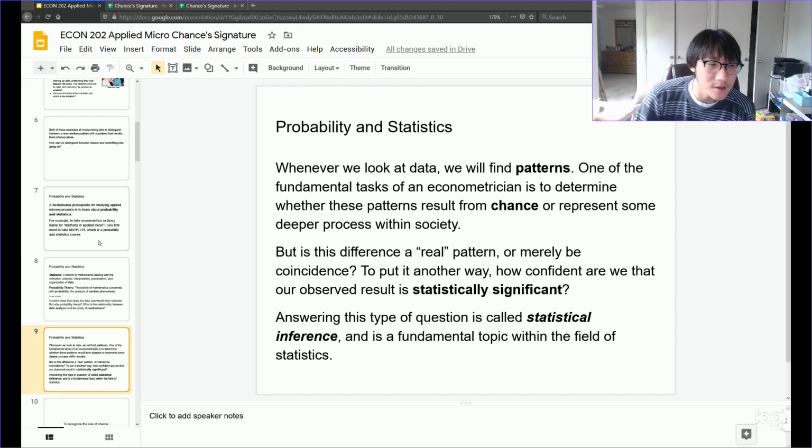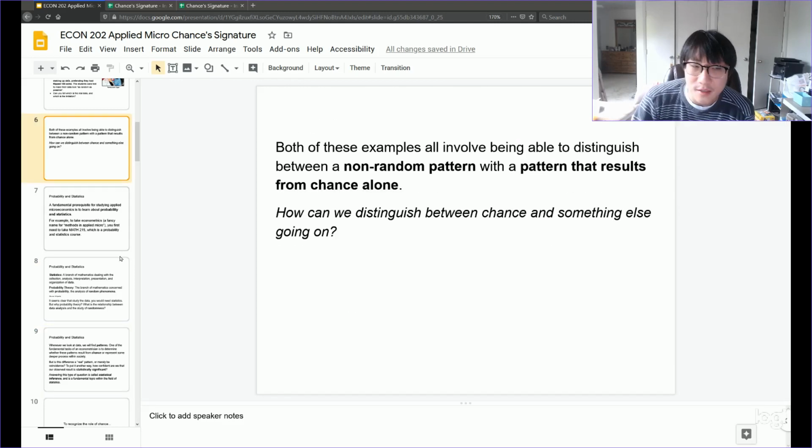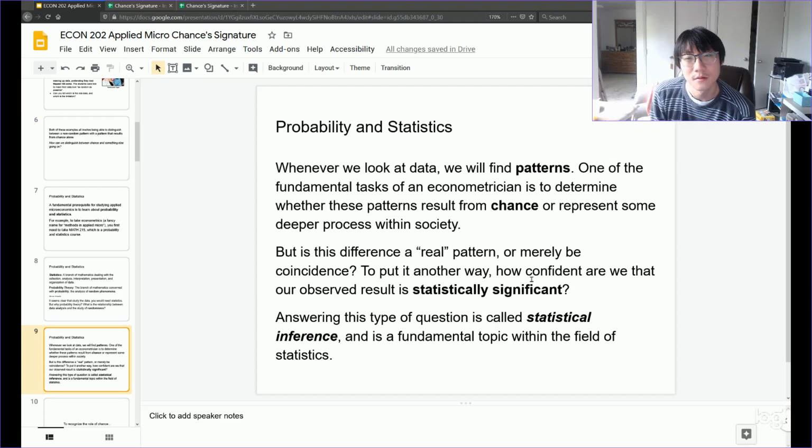Well, it's because of this question that I just asked. How do you distinguish a non-random pattern from something that results only from chance? Whenever we look at any piece of data, we find patterns. And one of the fundamental tasks of an econometrician or of an applied microeconomist is to determine which of those patterns really represent some kind of deeper process within society, and which of those patterns aren't patterns at all. Which of those patterns are simply the result of random chance.